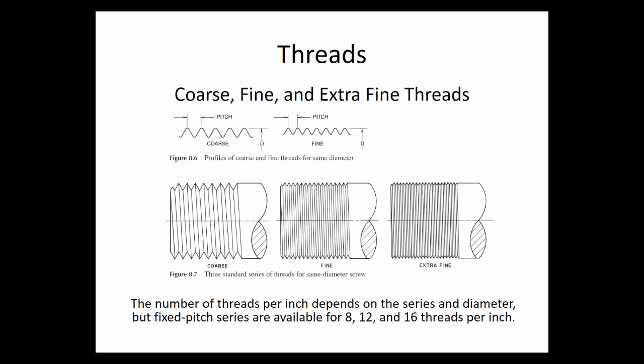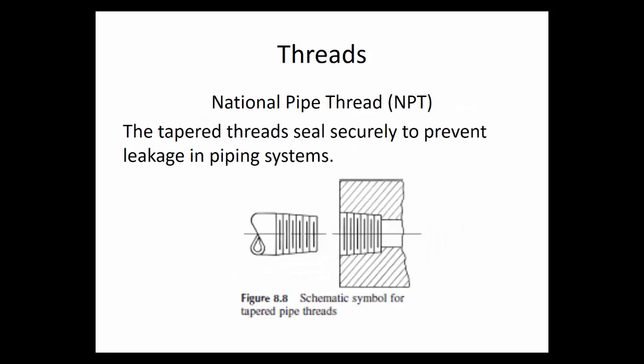Standard threads are available in coarse, fine, or extra fine. This relates to the thread pitch. Coarse has the largest pitch, with fine being smaller and extra fine even smaller. These series are unified coarse, UNC, unified fine, UNF, or unified extra fine, UNEF. Tapered threads are used to connect piping. These threads are designated with the series NPT.